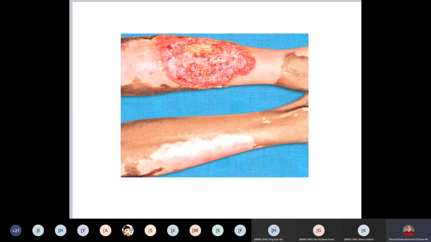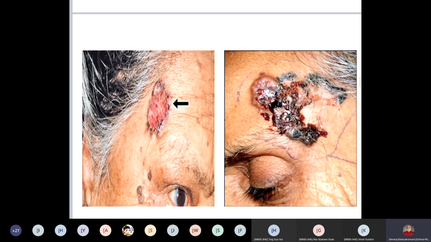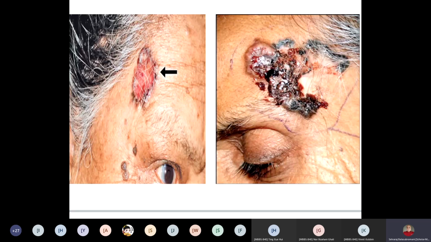Now we are going to the third type of skin carcinoma. You are seeing a small ulcer over the forehead. The black coloration is also there. Not that much black, but the wound edge is raised and beaded in appearance. So what is your diagnosis? Raised and beaded. Basal cell carcinoma. What is the other name for basal cell carcinoma? Rodent ulcer.